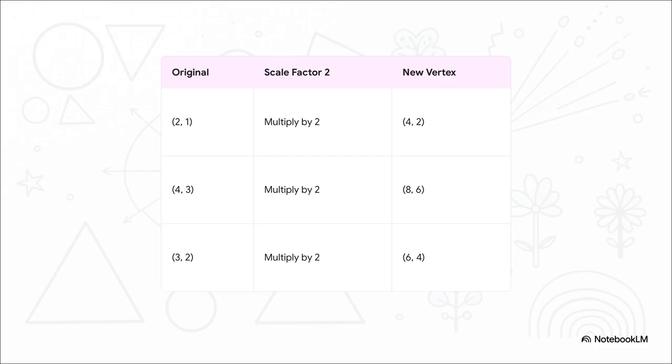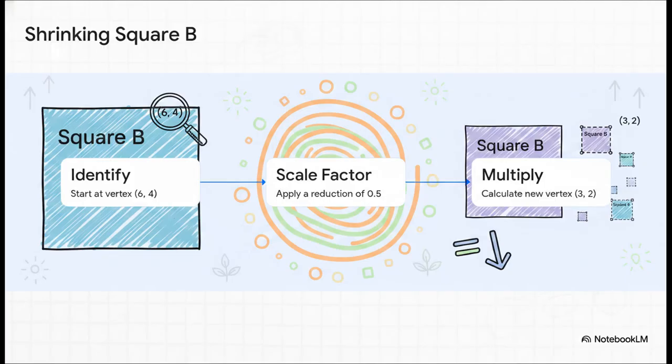We just flawlessly doubled the entire size of the triangle without distorting its shape even a little bit. Now let's flip this script and look at example 2, shrinking square B. This time around, our scale factor is 0.5. Because it's a decimal right between 0 and 1, we instantly know we're looking at a reduction.